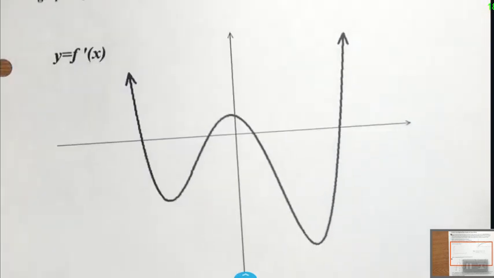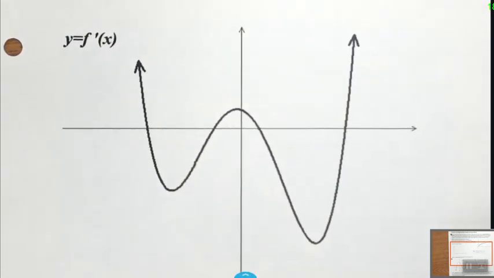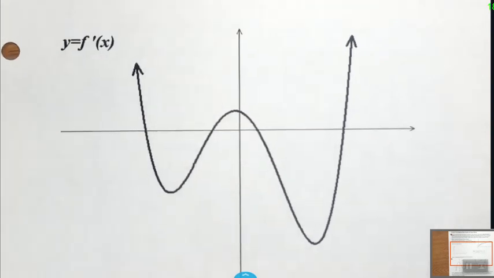Okay, here's f prime of x. I want you to go backwards and see if you can find out what the graph of f of x is. Okay, so this time, this is the derivative. Try to go back to the original.